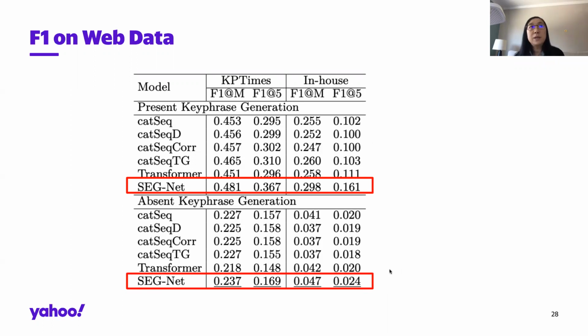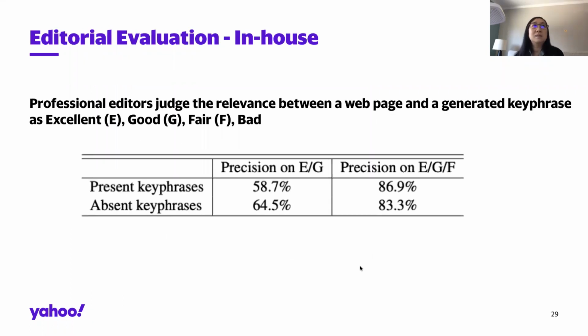But one thing we actually noticed is that when we do the evaluation, for the absent key phrase generation, sometimes the F1 score is extremely low. So that makes us think whether this is actually a good evaluation metric, and whether being better than the baseline actually means we have a good model. So to validate this, we conducted a number of editorial evaluations. We asked our professional editors to judge the relevance between a web page and a generated key phrase. Depending on how relevant they are, they were labeled as excellent, good, fair, or bad.